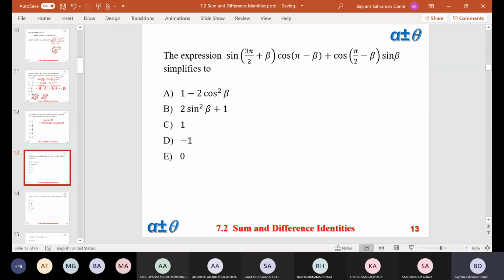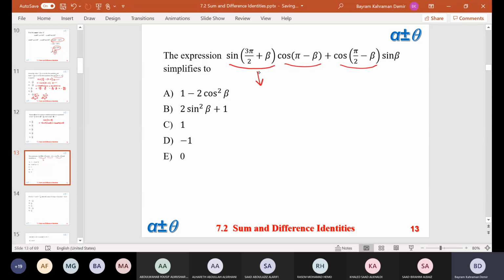Let's go to the next one. The next one is again, we need to remember how to use the formula to calculate sine of A plus B, cosine of A minus B, cosine of A minus B, right? So now I'm going to write the solution here.